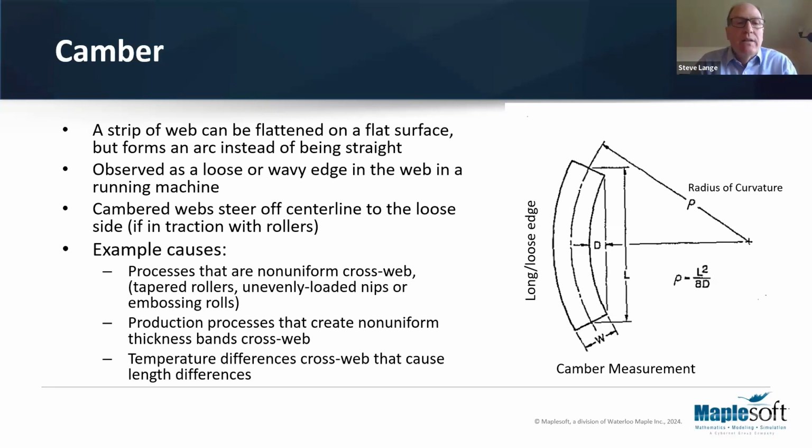And there are many different causes for this. It can be that it was made this way because it had different thicknesses across its width, or it's been subjected to a temperature difference across its width that changes the coefficient of expansion. You can yield the web running it through different processes like embossing rolls, etc. But you can calculate a radius of curvature from this value D and the length of the sample.